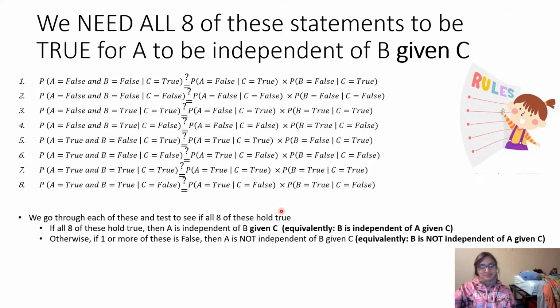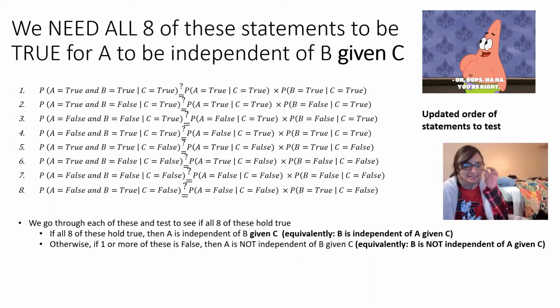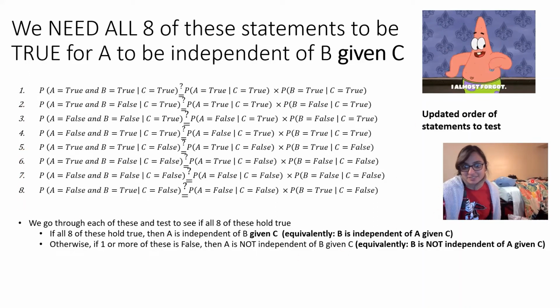But yes, it's pretty rigorous to show that A is independent of B given C, but it's just kind of like applying the math repeatedly. So please note that here I kind of switched up the order of the statements based on how I'll be going through them right now. So this is what's referred to as 1, 2, 3, 4, 5, 6, 7, and 8. These are the respective tests that we need to verify and validate. So I'm going to be going through them in this order.